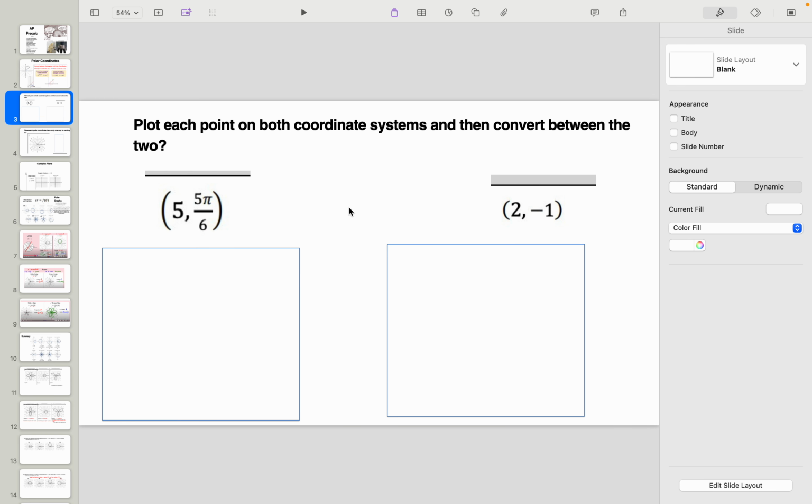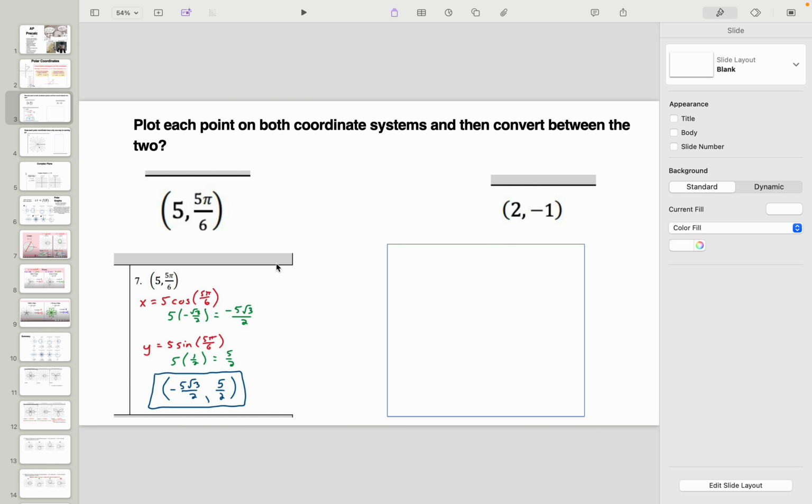So I'm going to check answers now with you, right? For here, x is 5 times the cosine of 5 pi over 6. You're using your unit circle. Again, we talked about why we need to memorize the unit circle so that this calculation is easy. And then y equals 5 sine of 5 pi over 6, and you can check your work.